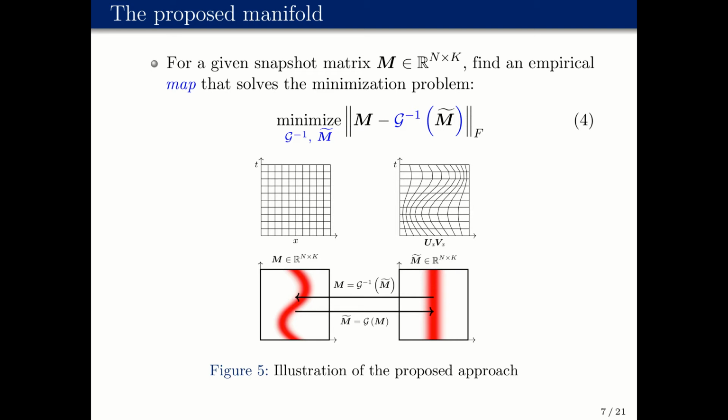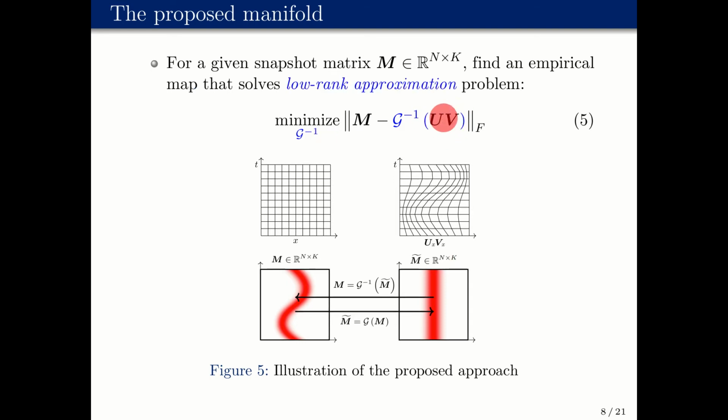Since we want our manifold to be efficient, we want M tilde to be low rank. So I substitute M tilde with UV, where U is a tall and thin matrix, and V is a short and fat matrix. And this can be the solution of SVD, truncating the higher order singular values.